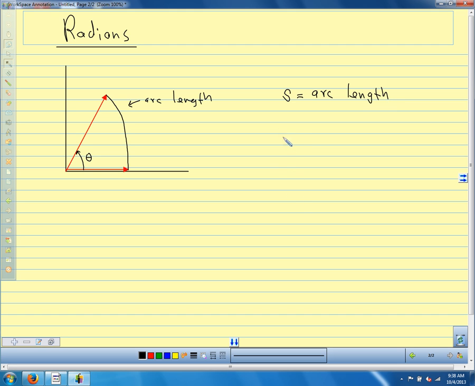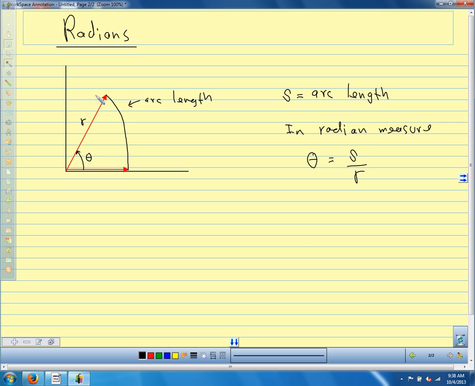In radian measure, our angle is the arc length divided by the radius. So the radius is the length of our ray. If we're thinking about this as a circle, then in radian measure, our angle is the arc length divided by the radius.